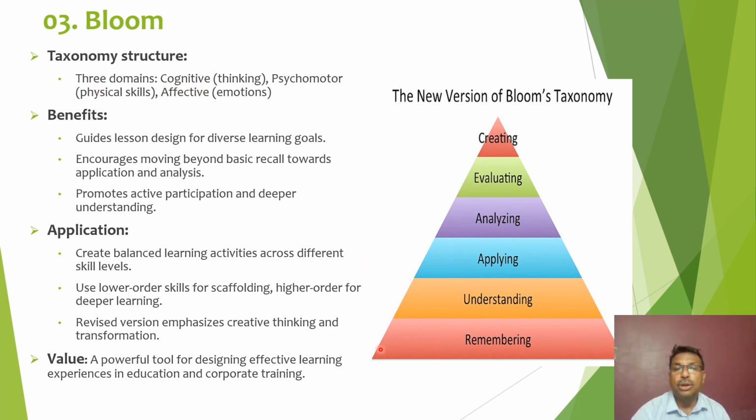Three domains: one, two, and three. There are six steps, two for each. Cognitive is thinking, understanding and remembering. Psychomotor is physical skill, applying and analyzing. And affective is emotional skills, creating and evaluating.